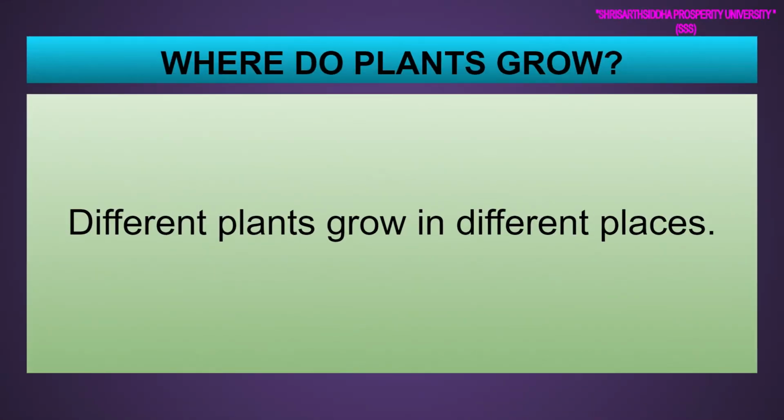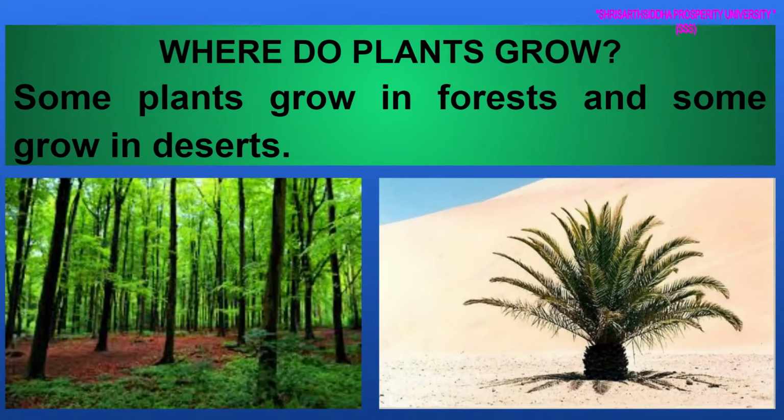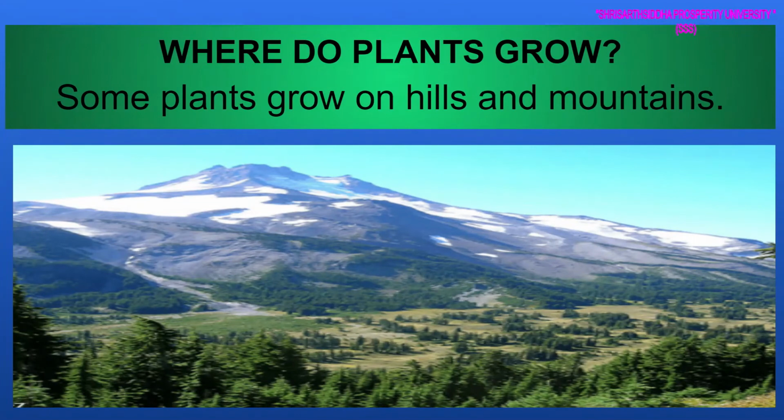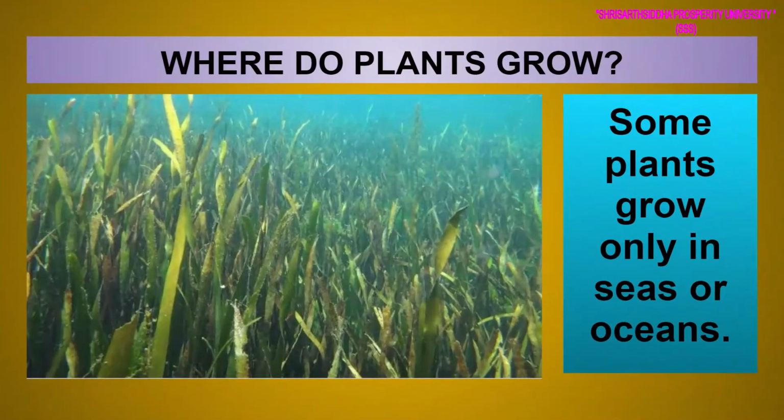Where do plants grow? Different plants grow in different places. Some plants grow in forests and some grow in deserts. Some plants grow on hills and mountains. Some plants grow only in water. They grow in and around the lakes, rivers, and ponds. Some plants grow only in seas or oceans.